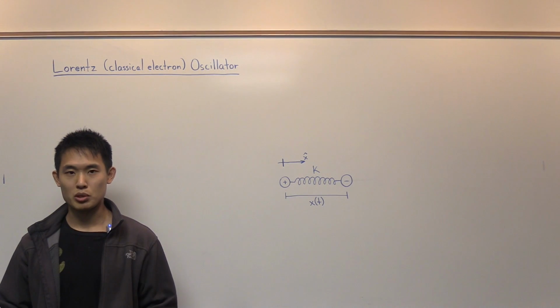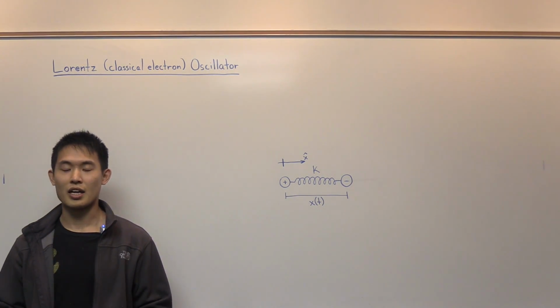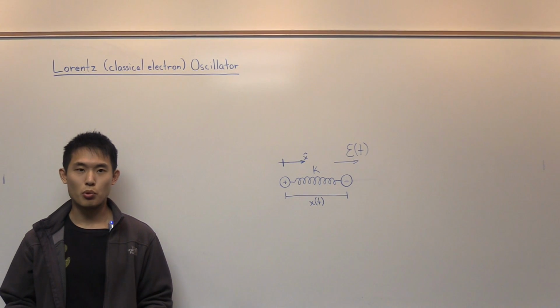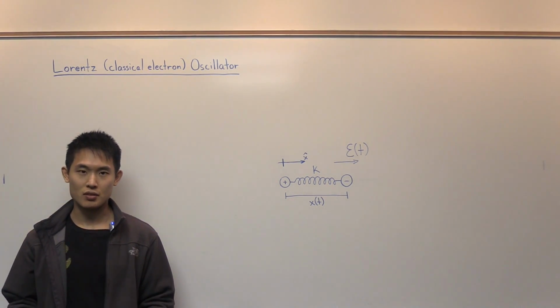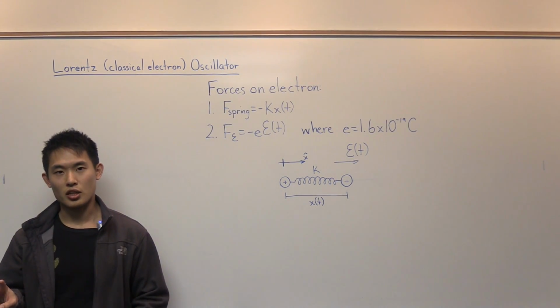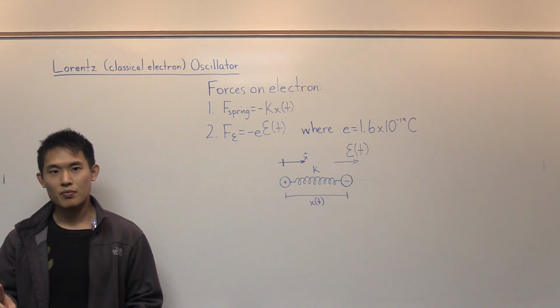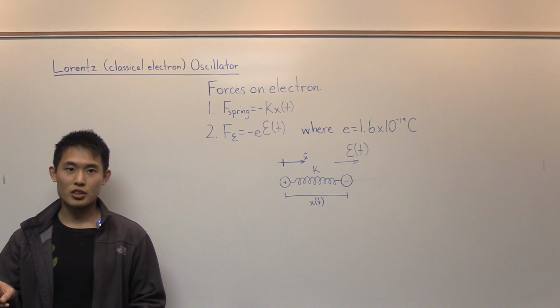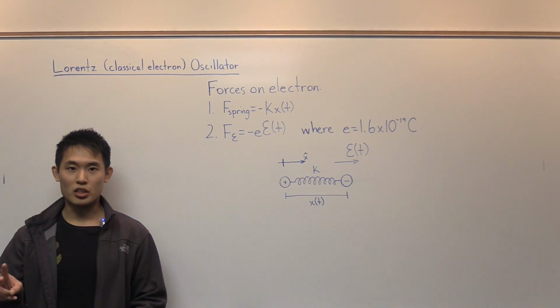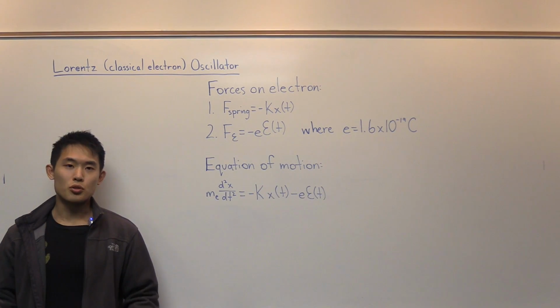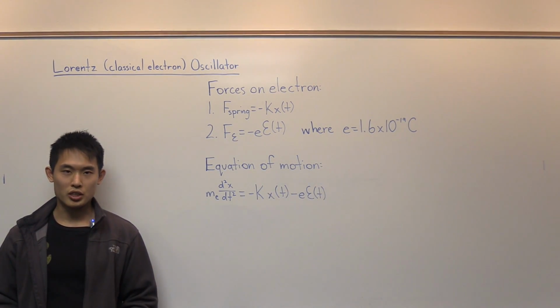We also call the distance between the nucleus and electron x(t). Suppose we apply the most familiar type of signal, an electric field pointing in the x direction that we call E(t). There will be two forces acting on the electron, a spring force given by negative k times x(t), and a force due to the electric field given by negative e times E, where negative e is the charge of the electron. Using Newton's second law, we can write down the equation of motion.